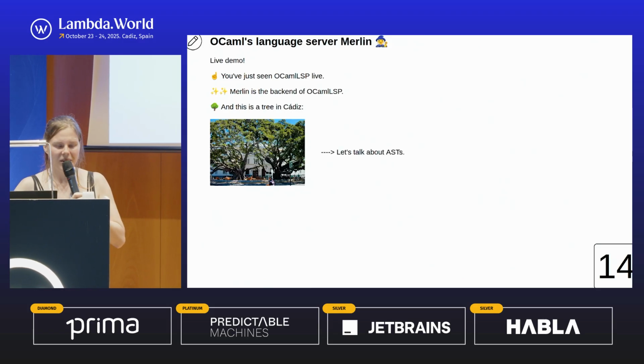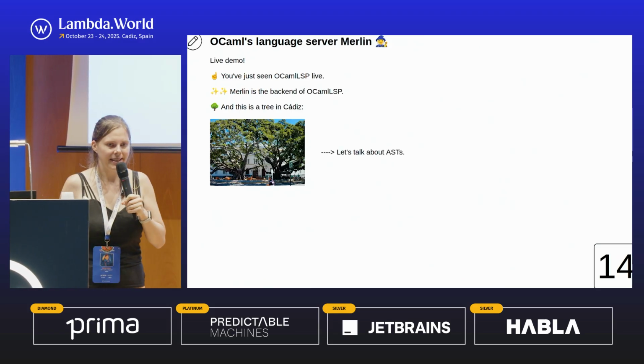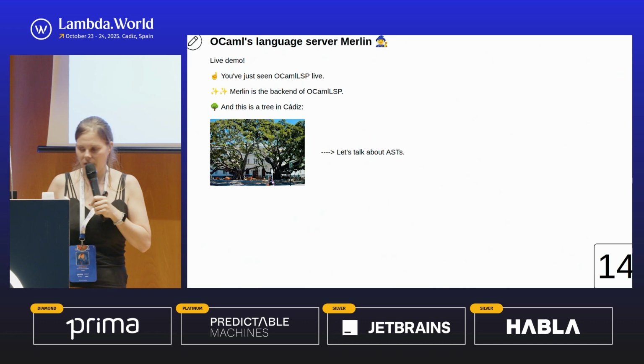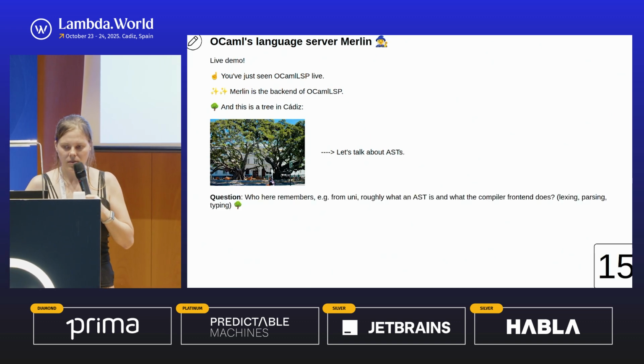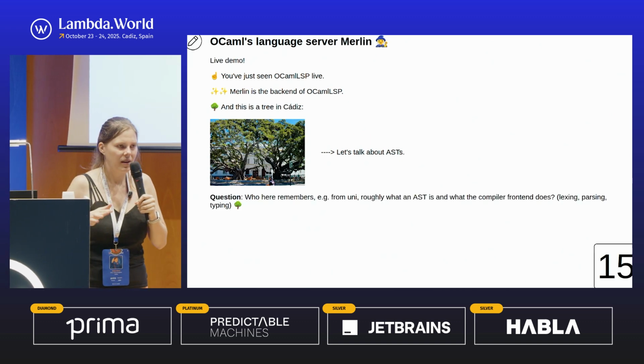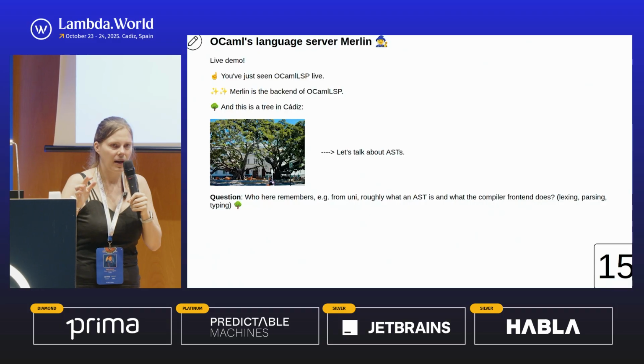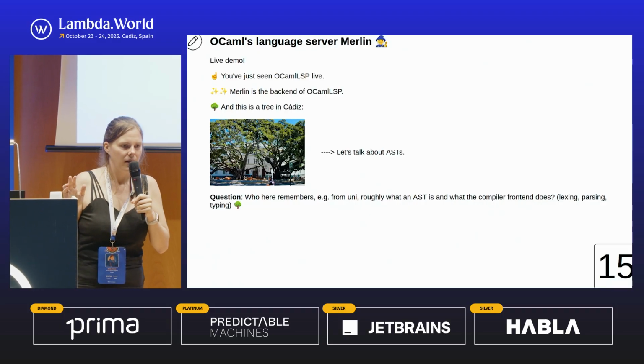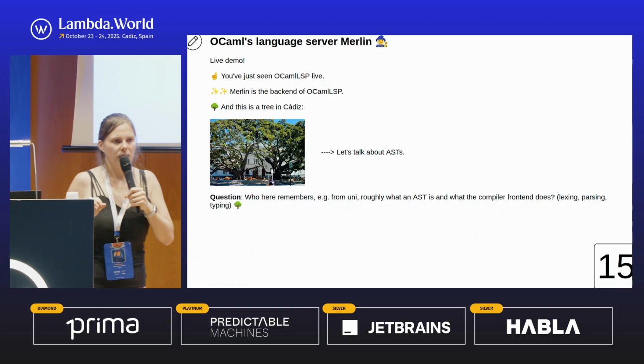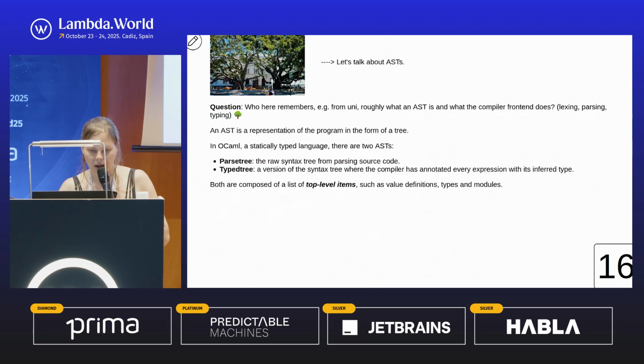And the reason why I show you this is because I want to talk a bit about ASTs to explain to you how Merlin works. A quick question to the round. Who of you remembers very roughly what an AST is, what the beginning of the compiler pipeline looks like? Quite a few people. Okay, cool. So we can do this quite quickly.